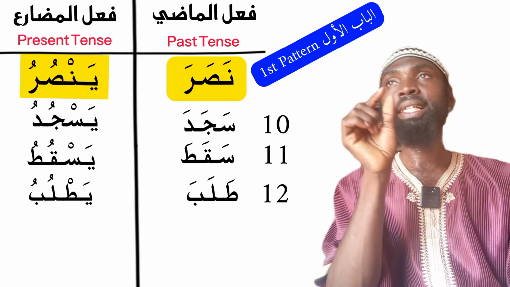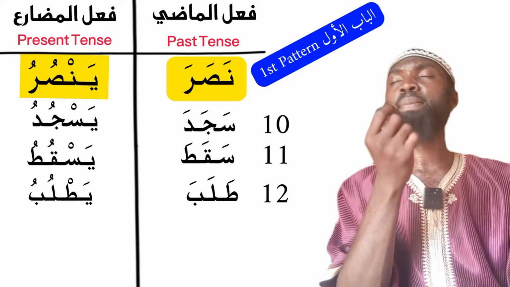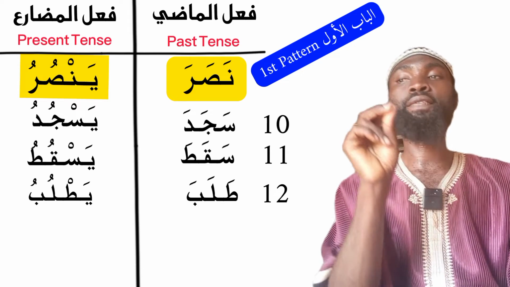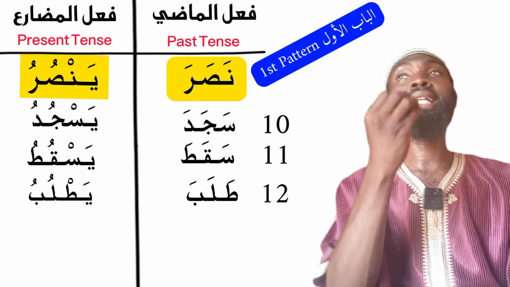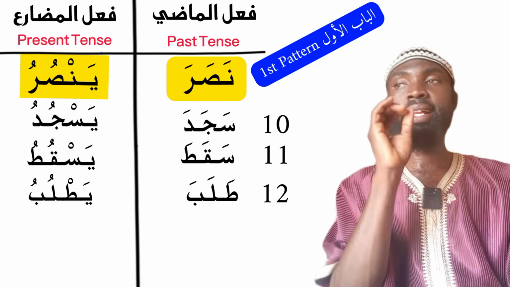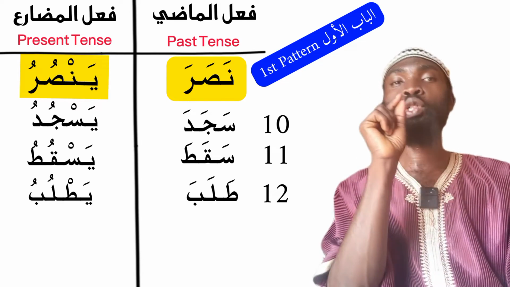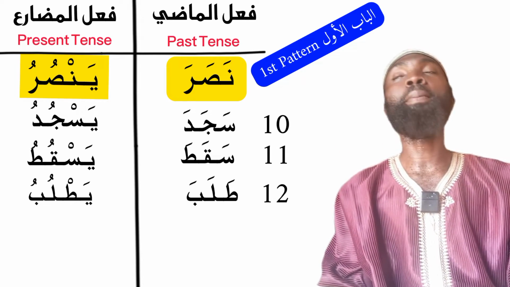Talaba, he requested. Yatlubu, he's requesting. An example, we can simply say, Talaba minhu ma'unatan hammatan. He requested from him an important aid or an important assistance. So Talaba yatlubu is also under this pattern.